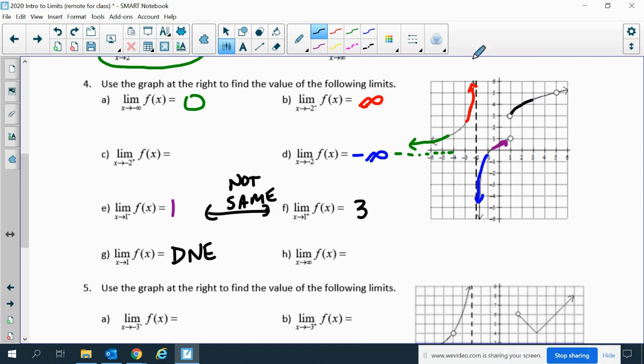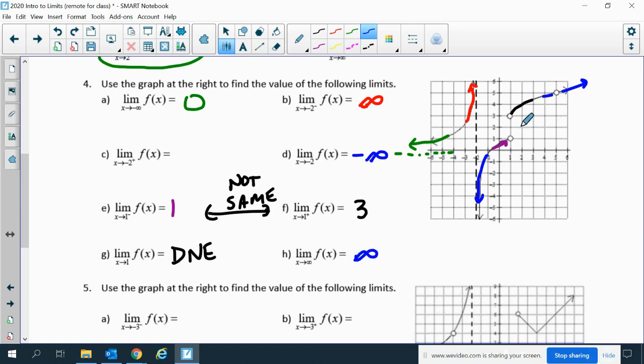And then it appears that as I approach positive infinity, I have y equals positive infinity. It does not look like there's any sort of asymptote going on. It looks like it just kind of keeps going up forever. So that's kind of what's going on here.